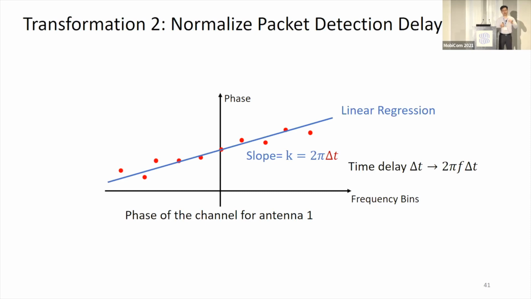So we can use this delta D information derived from the first antenna and apply it to all the other antennas to normalize the packet detection delay. Based on these transformation techniques, we find that we can eliminate the randomness and yet preserve the relative channel values.